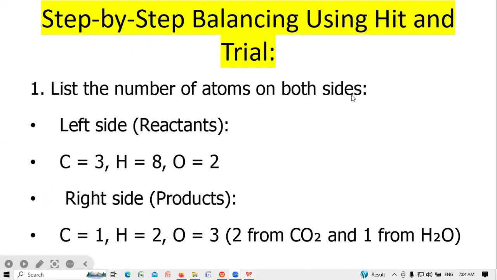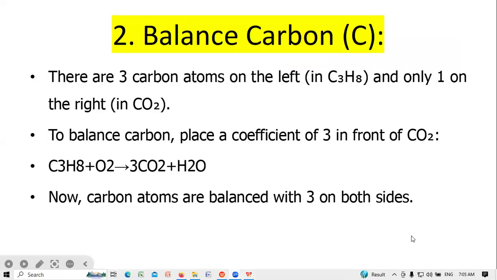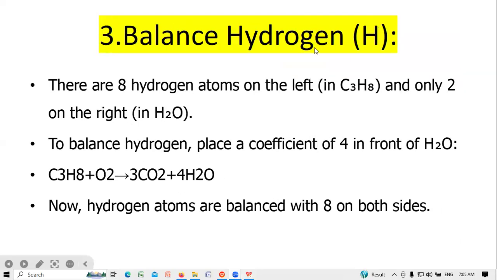List the number of atoms on both sides. On the left: 3 carbon, 8 hydrogen, 2 oxygen. On the right: 1 carbon, 2 hydrogen, 2 oxygen from the carbon dioxide and 1 from the water, which you should add. Balance the carbon: there are three carbon atoms on the left side and only one on the right side, so you should add a 3 on the right hand side. Now the carbon atoms are balanced on both sides. Balancing the hydrogen: there are eight hydrogen atoms on the left side and only two on the right side. Place the coefficient 4 in front of water to get 8, so hydrogen is also balanced.